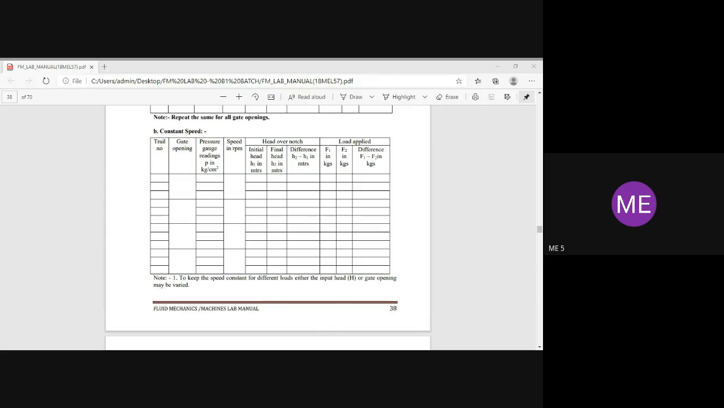Understand this experiment properly because it has big calculations. You are having a lot of calculations, graphs, everything. That's why I try to make you understand this experiment properly.